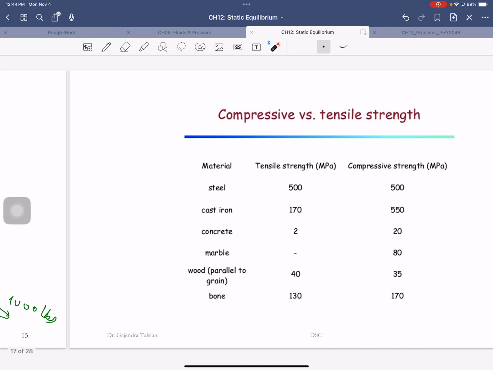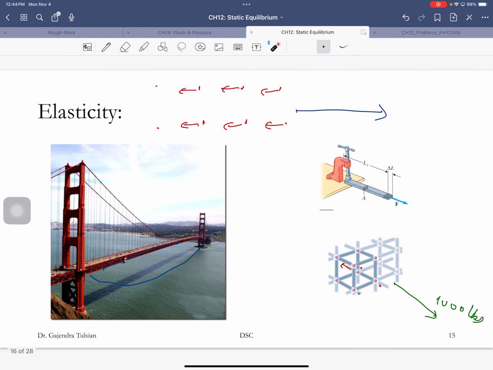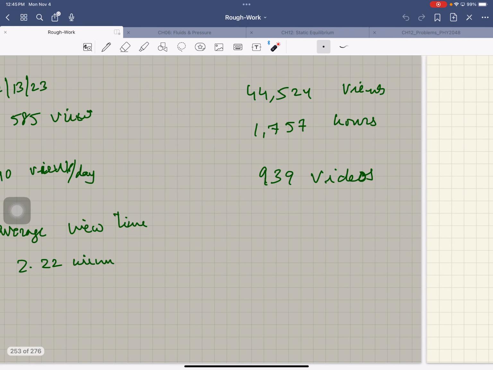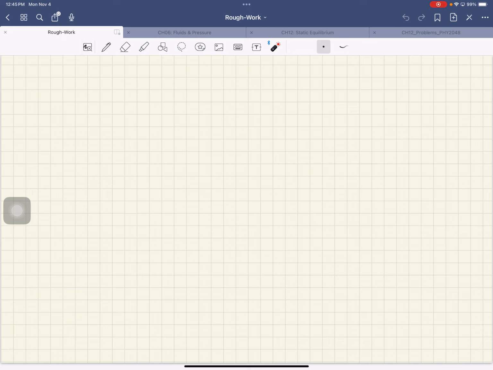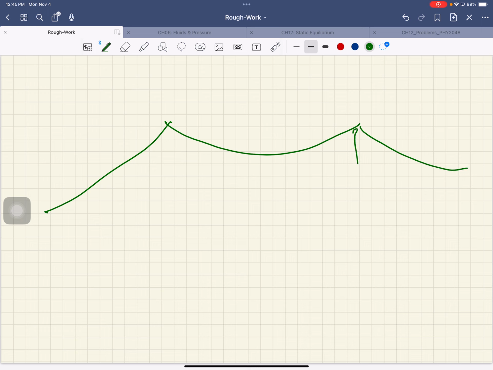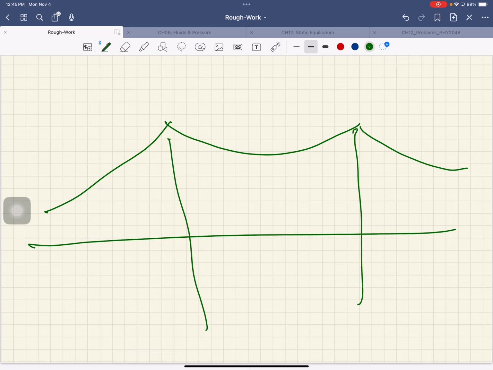What is it that you want to keep in mind? The largest forces in your structure should be compressive. The little forces can be tensile. Let's look at this bridge. I'm going to draw a simpler diagram here. Let's say what you want to support is the bridge with its vehicles and all.